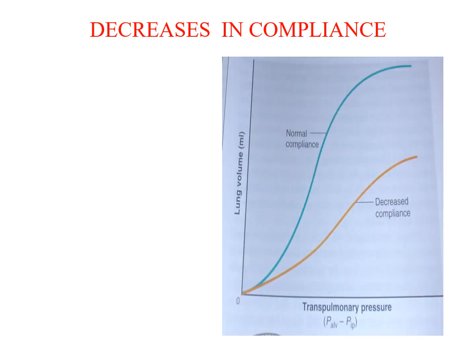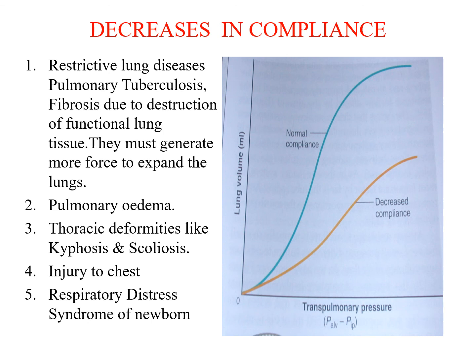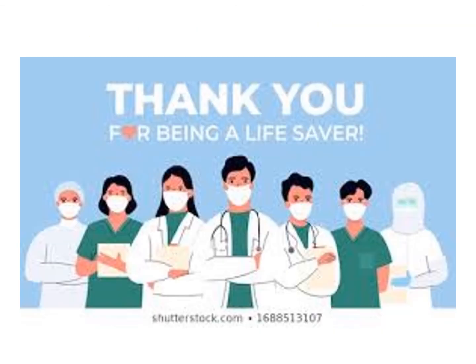What are the conditions where the compliance decreases? In restrictive lung diseases like pulmonary tuberculosis and fibrosis, due to destruction of functional lung tissue, they must generate more force to expand the lungs. Some other factors are pulmonary edema, thoracic deformity like kyphosis and scoliosis, injury to the chest, and respiratory distress syndrome of the newborn. So these are the conditions where the compliance decreases. Thank you very much for your kind attention.